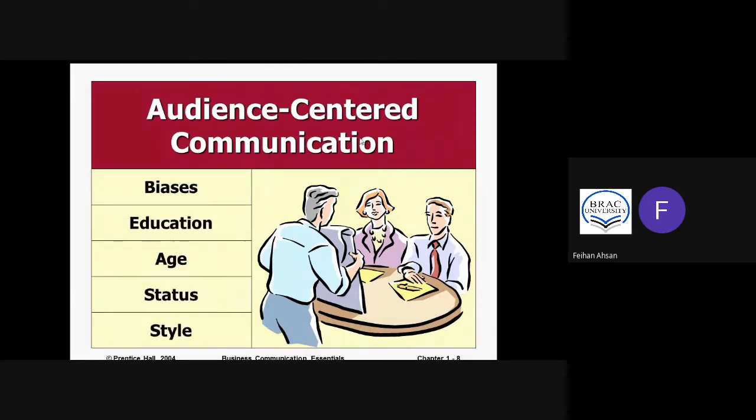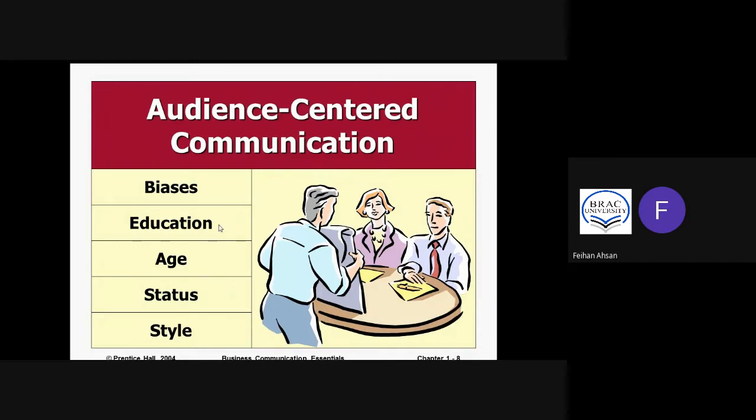Now, like I said before, adopting an audience-centered approach is key. Whenever you're communicating, the communicator has to know about the biases, the education, the age, the status, and style of the audience. All these 5 factors of the audience you need to know about. Are they suffering from any biases? For example, has there been any negative rumor about what you're saying? Are there any preconceived notions? Second of all, their education level. That is obviously a factor.